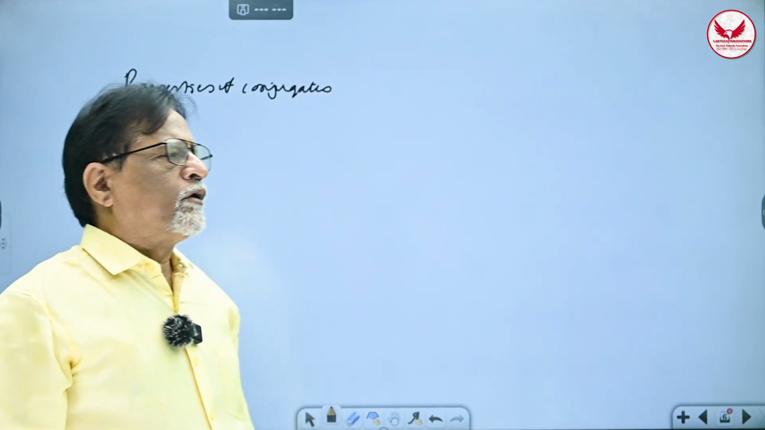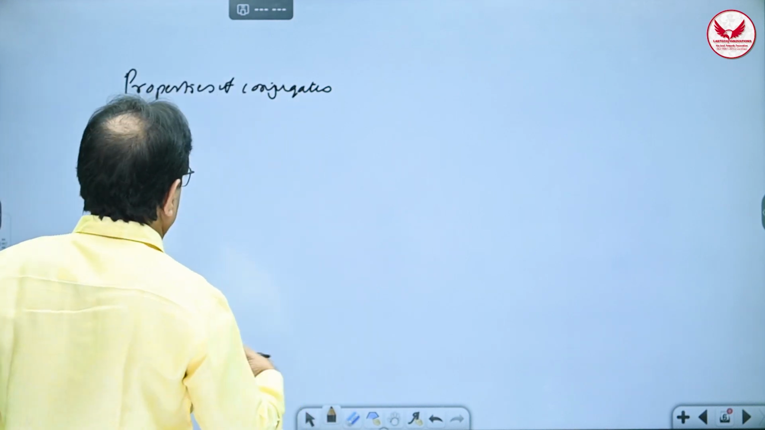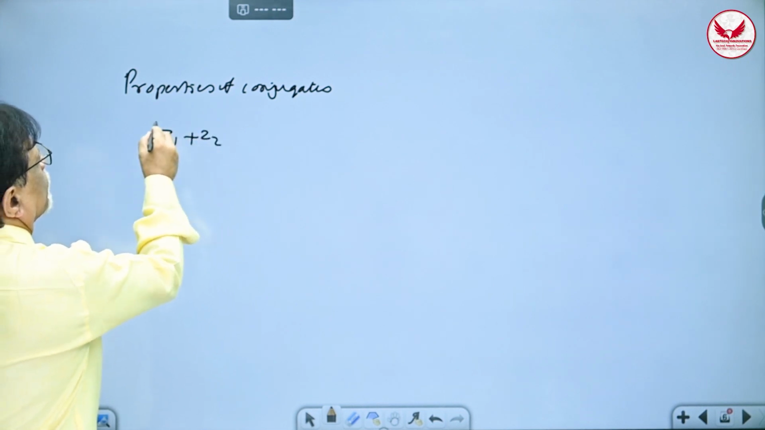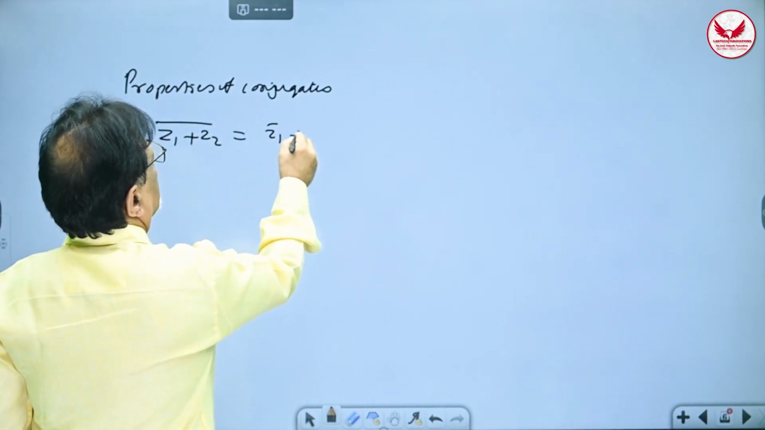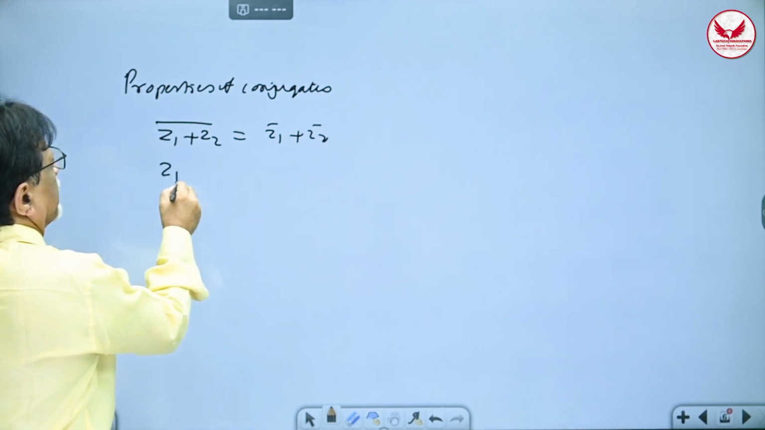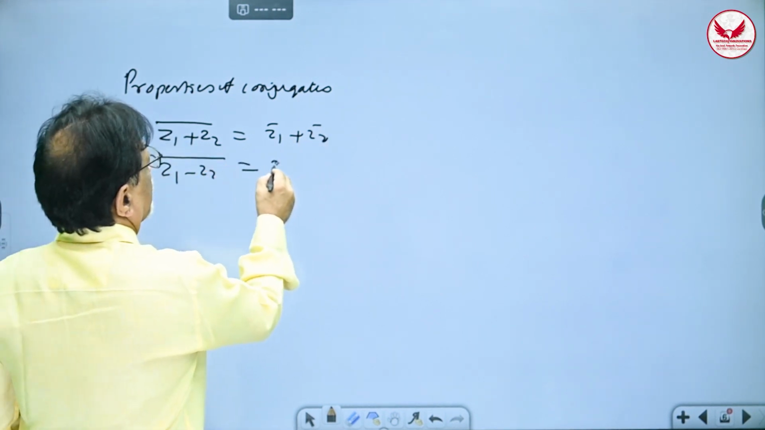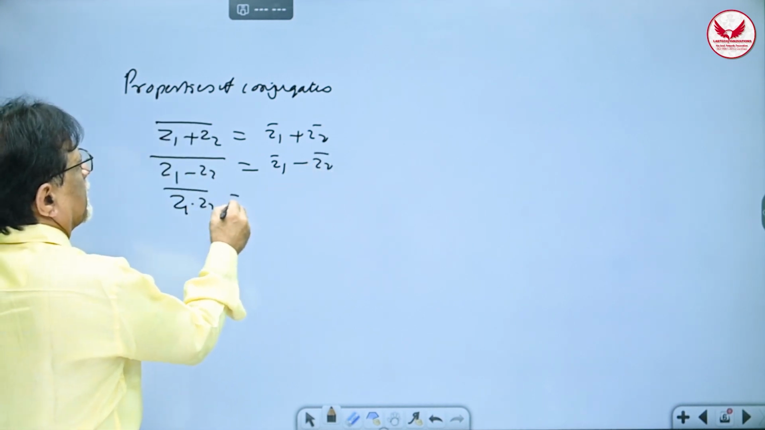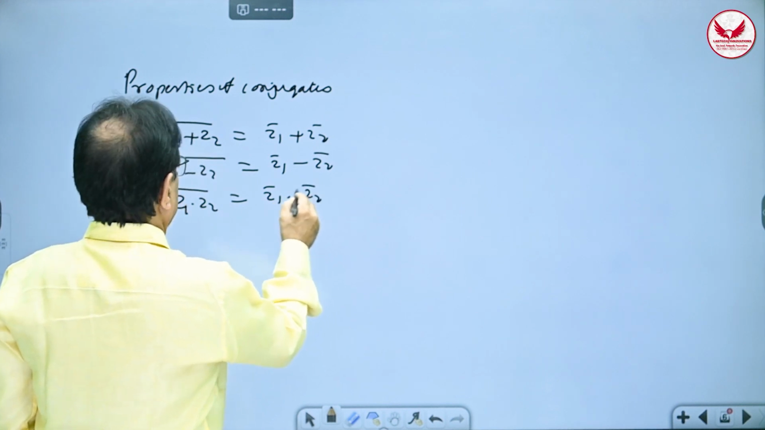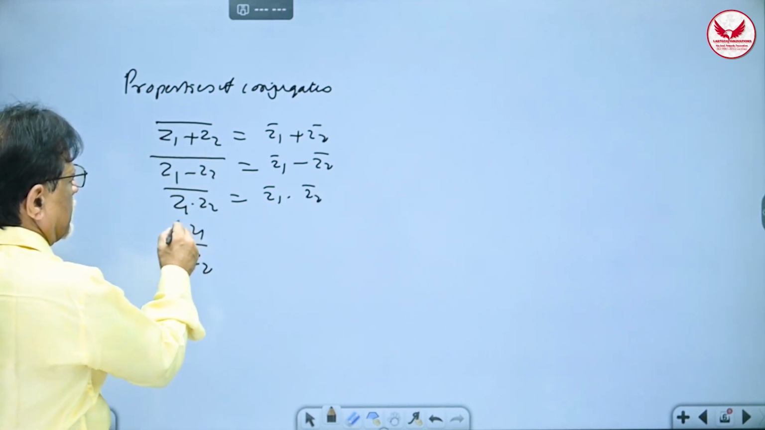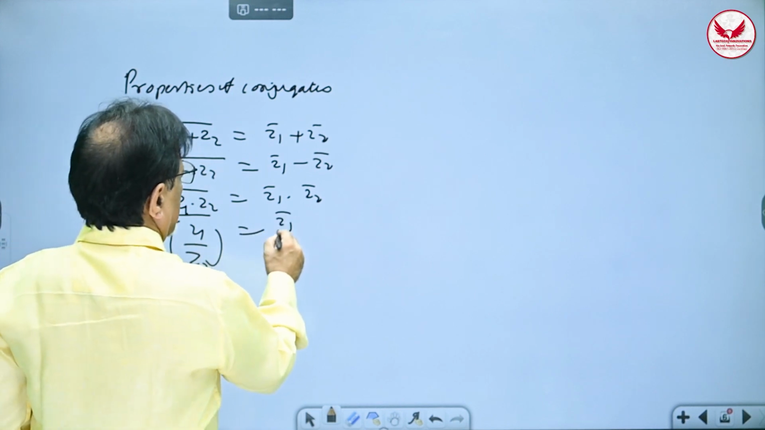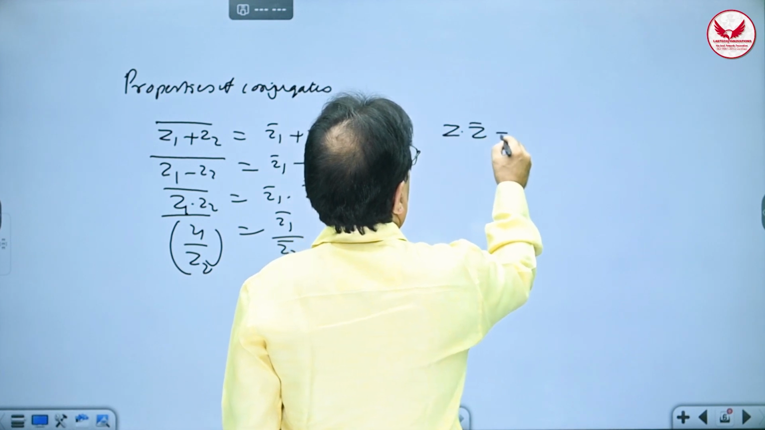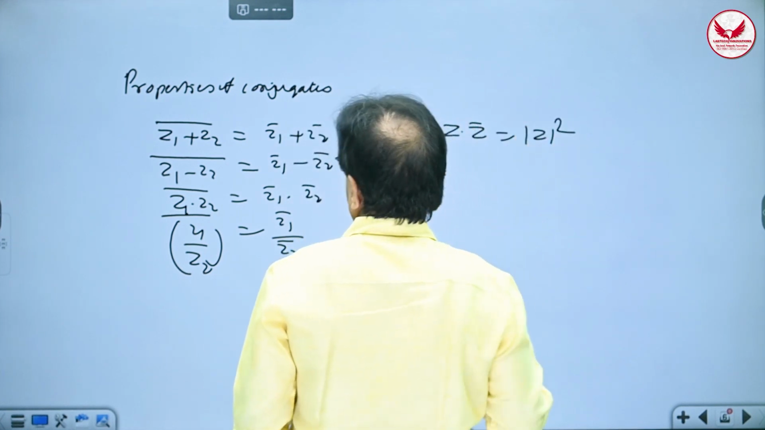Conjugates are very interesting because they go along with every property. They are always distributive over all the properties. For example, (z1 plus z2) bar is z1 bar plus z2 bar. Very simple. (z1 minus z2) bar is equal to z1 bar minus z2 bar. (z1 into z2) bar is z1 bar into z2 bar. (z1 upon z2) bar is z1 bar upon z2 bar, right? z z bar, I have already told you, is equal to mod z square, okay?